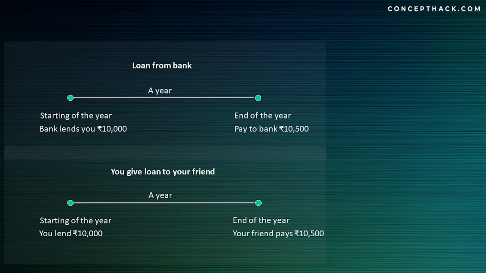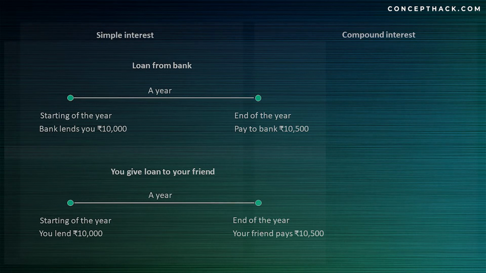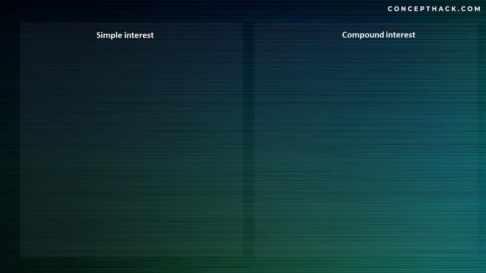Now let us see the types of interest. There are two types of interest. One is simple interest, second is compound interest. Let us try to understand both the types of interest with examples. We will compare simple interest and compound interest once we have seen both the examples.